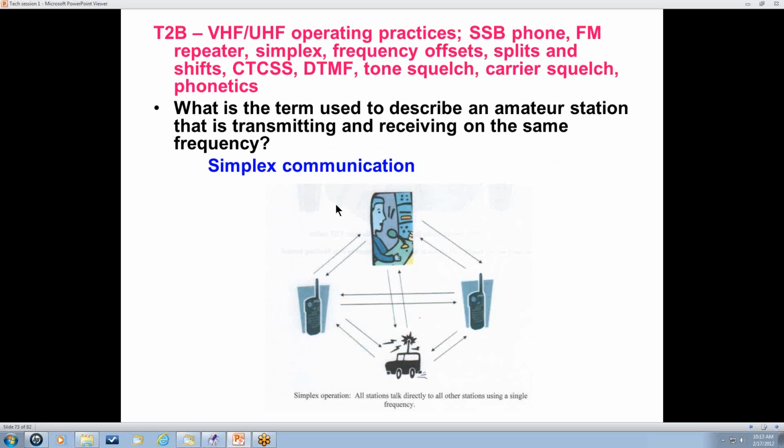That's all of T2A. Any questions on that? No, keep going. Okay, here we go.